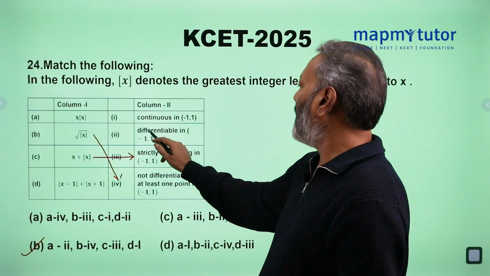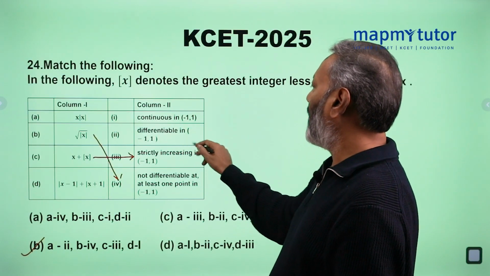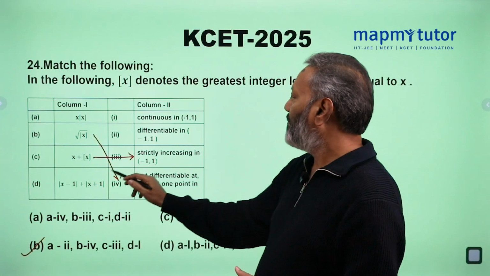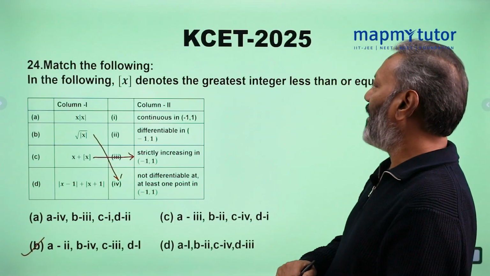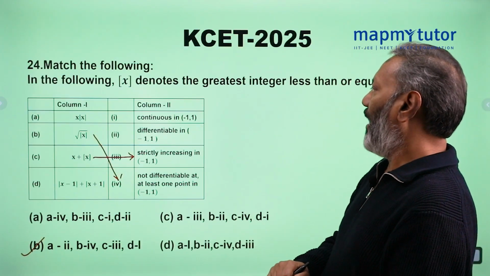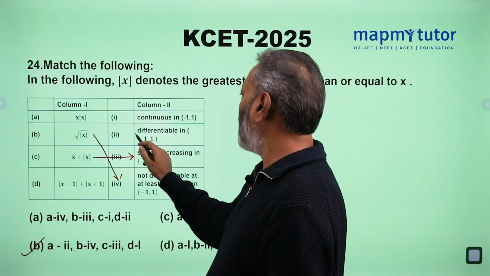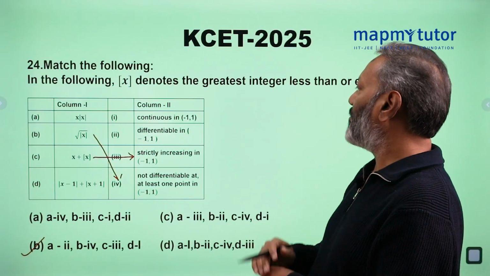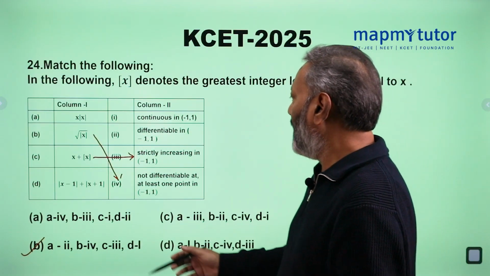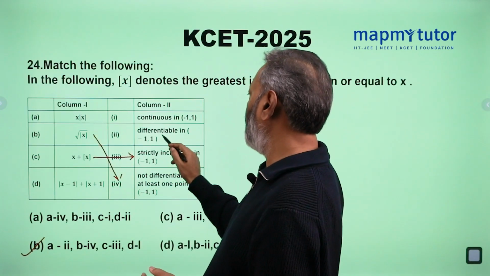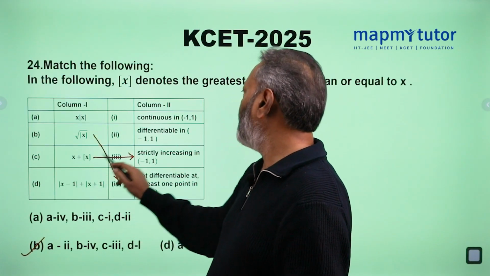Continuous in -1 to 1, differentiable in -1 to 1, open interval. So, differentiable, yes. And also, x into mod x is also differentiable in -1 to 1. So, which is more relevant here? A is matched with 2 and D is matched with 1.